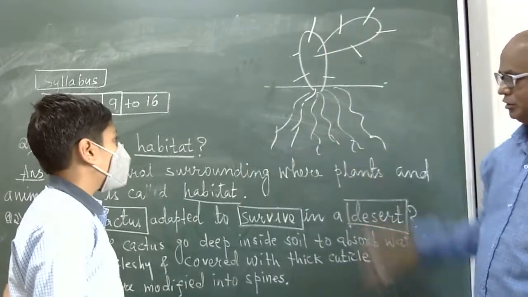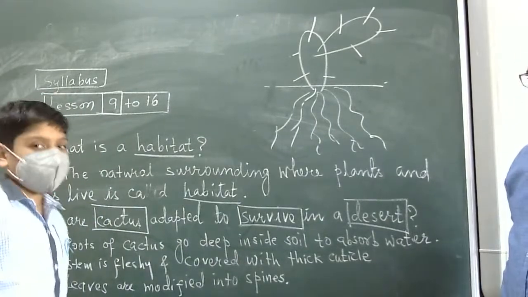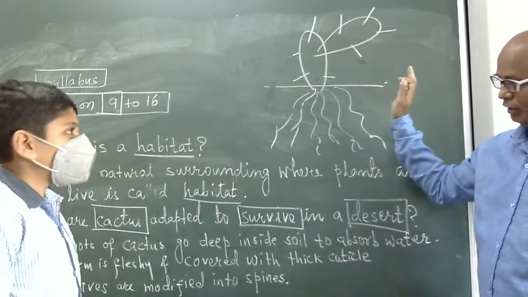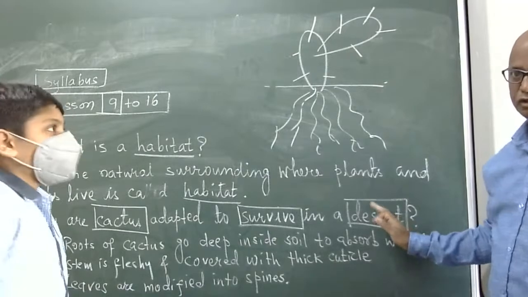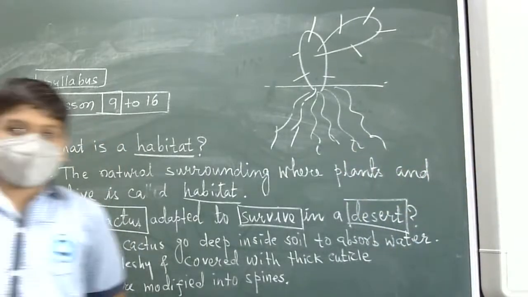And how are the roots? They go deep inside to absorb water. So these are the specific features. Okay, due to these features, cactus is living in desert. So what do we call such specific features?